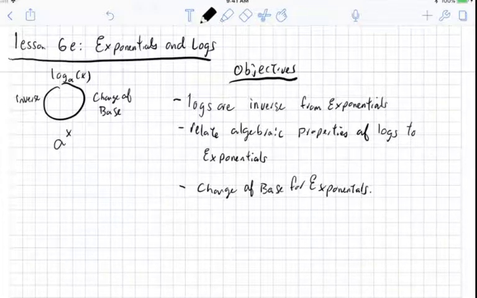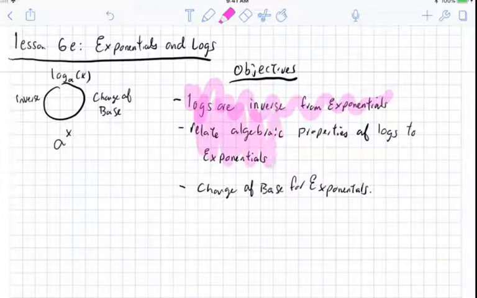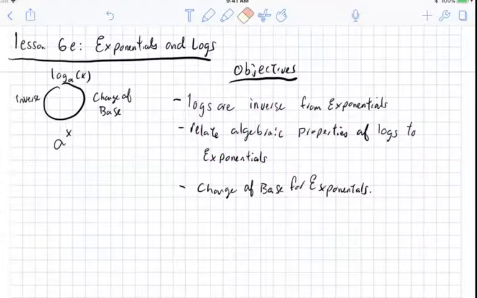I know you've done a lot of work talking about learning how to use logarithms. Today, we're going to learn where logarithms come from. Specifically, they are the inverses of exponentials. And so we're going to talk about the algebraic properties of logs and where they came from, because they're super weird. They come from the properties of exponentials.